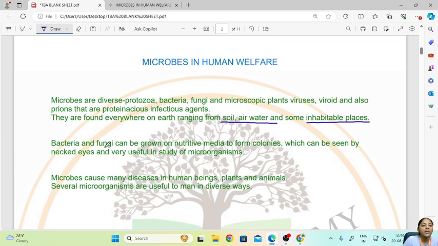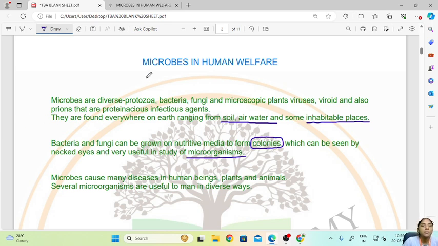Then talking about bacteria and fungi, they can grow on nutritive media to form colonies. So when a group of microbes grow on the nutritive media together and form a group, they are called colonies, which can be seen by naked eyes and are very useful in the study of microorganisms. So these bacteria and fungi are actually grown in the lab on nutritive media to study them.